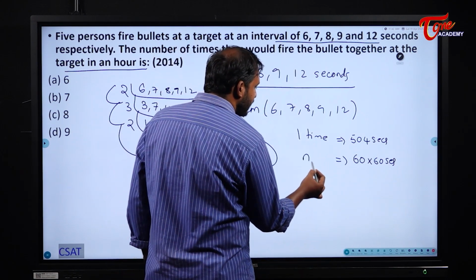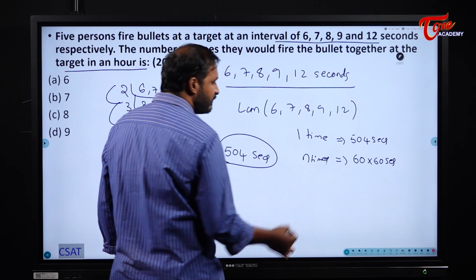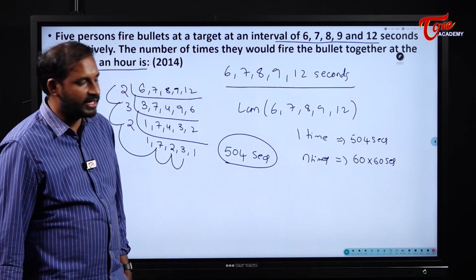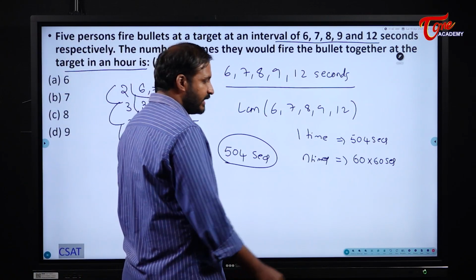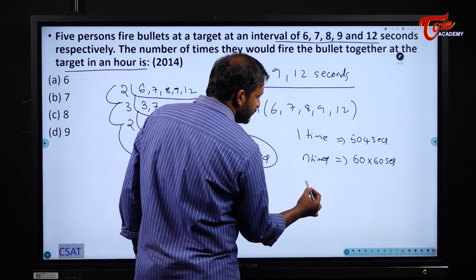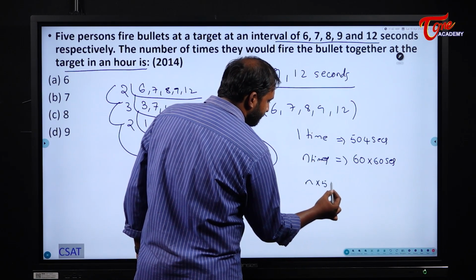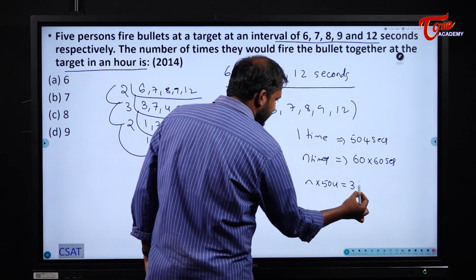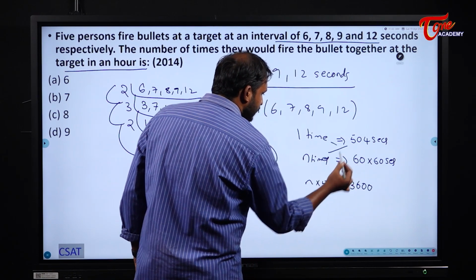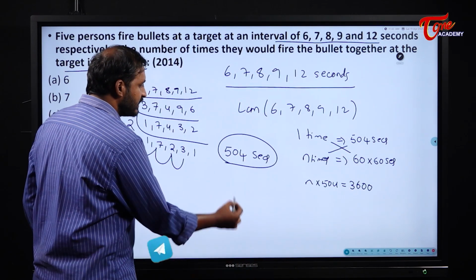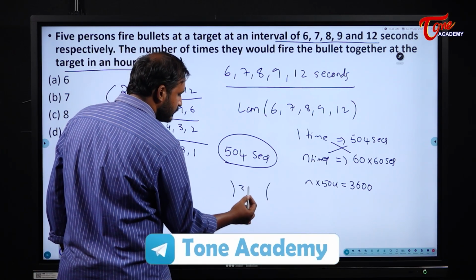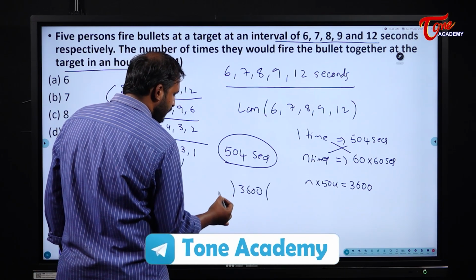Let us assume it as some n times. This event may occur n times. They may fire the bullet at the target n times. So now what it becomes here? n into 504 is equal to 3600. Cross multiplication. Nothing but cross multiplication. Now simply divide 3600 by 504. What will you get? 3600 by 504.